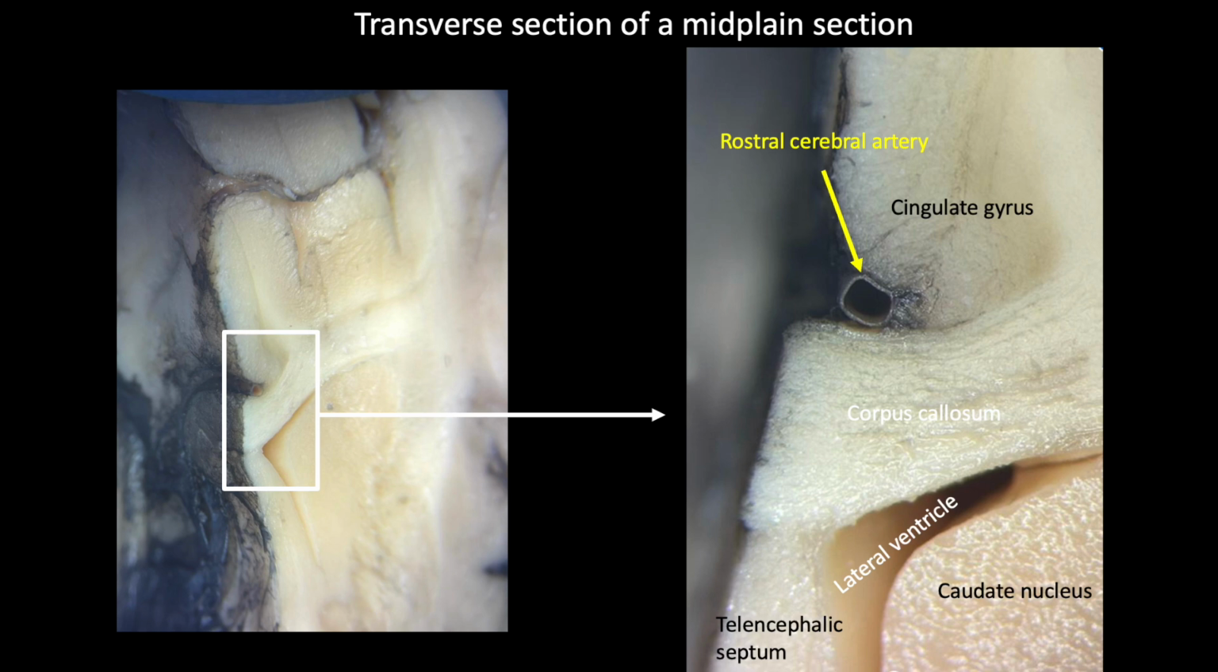Finally, I show you a transverse section of the corpus callosum at the level of the lateral ventricle and telencephalic septum. The rostral cerebral artery runs dorsal to the corpus callosum.